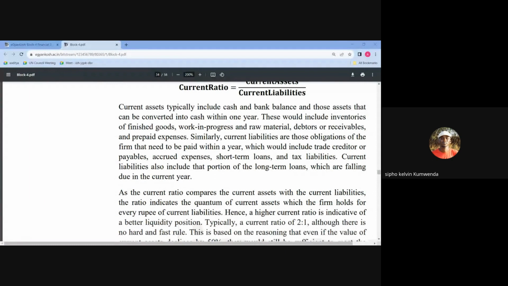The current ratio, is it calculated at the end of the year, or when exactly? Because you're saying that the current assets over current liabilities, we are only considering assets that are going to be realized within 1 year, and liabilities within 1 year, I understood. So it's calculated at the end of the year.